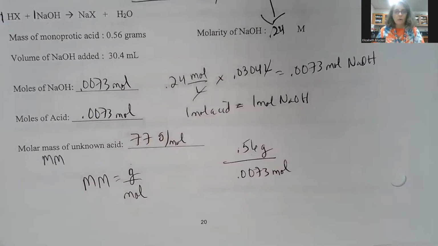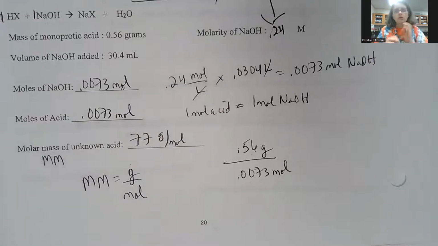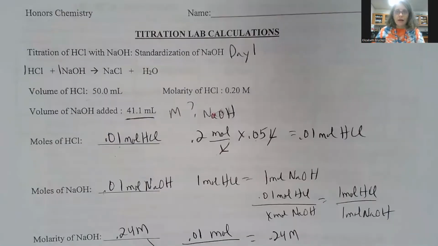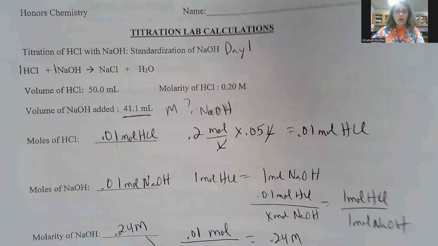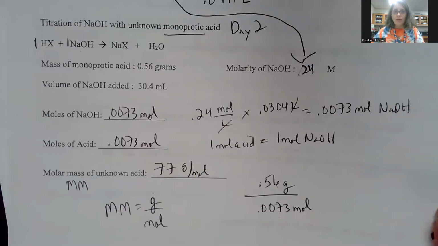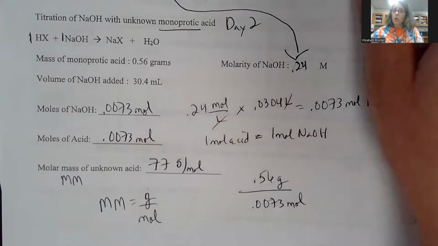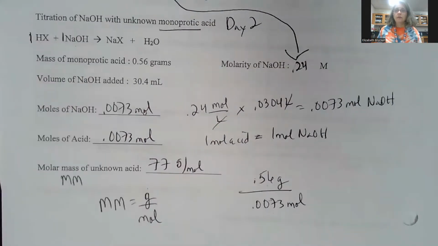So that is a molar mass. It is not something on the periodic table. It is not HCl. It's not HNO3. It's a completely different organic acid that we're not going to talk about. Instead, we're just going to do it for the calculations. So that is how day 1 is finding out the molarity of the NaOH, and day 2 is finding, with that molarity of the NaOH, essentially what is the molar mass of my unknown acid.